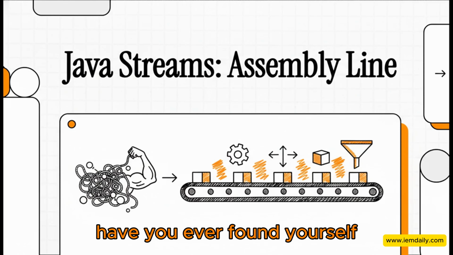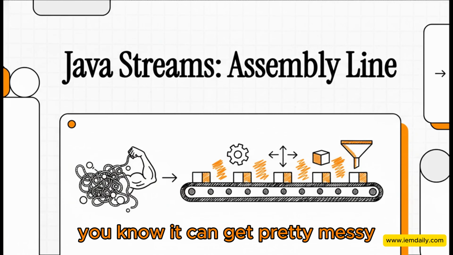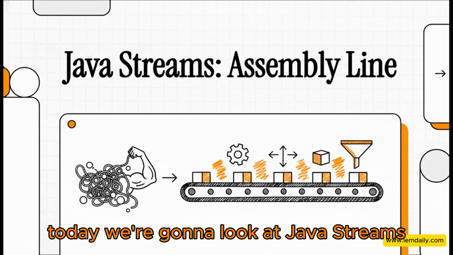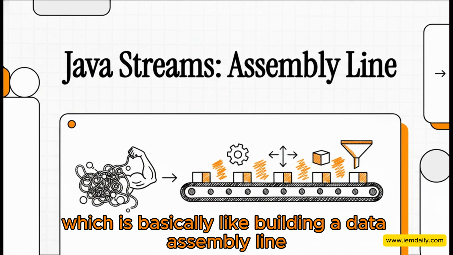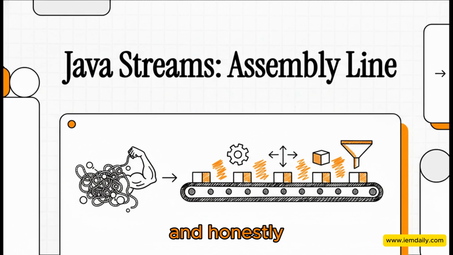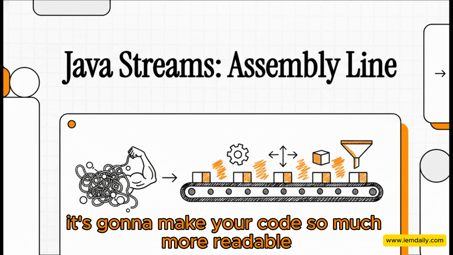Have you ever found yourself just wrestling with for loops trying to process collections in Java? You know, it can get pretty messy. Well, you are in for a treat today. We're going to look at Java streams, which is basically like building a data assembly line. It's the super powerful, modern, and honestly incredibly clean way to work with your data. It's going to make your code so much more readable.